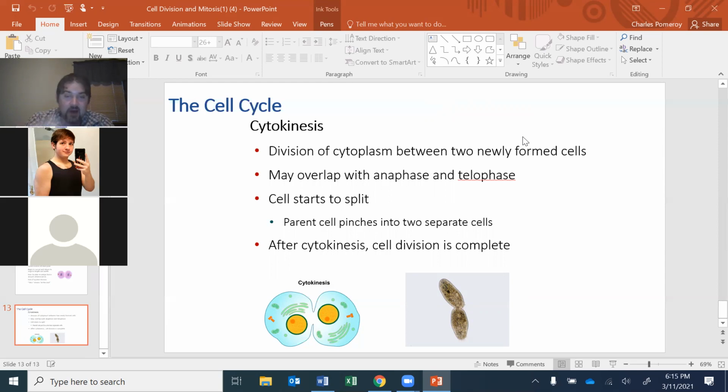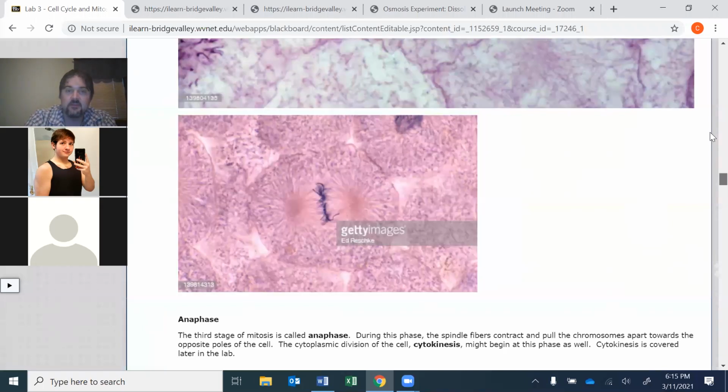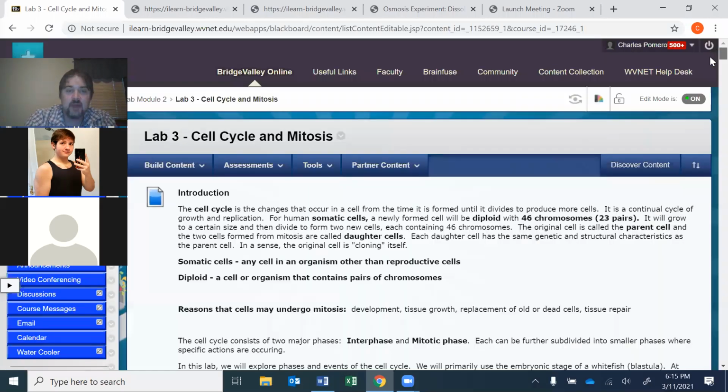This cell down here at the bottom is almost done. All it has to do is pinch off that last little bit, and then it will separate out into 2. So that's kind of mitosis. Let's go back to the lab and look at cells that are actually in the process of mitosis.